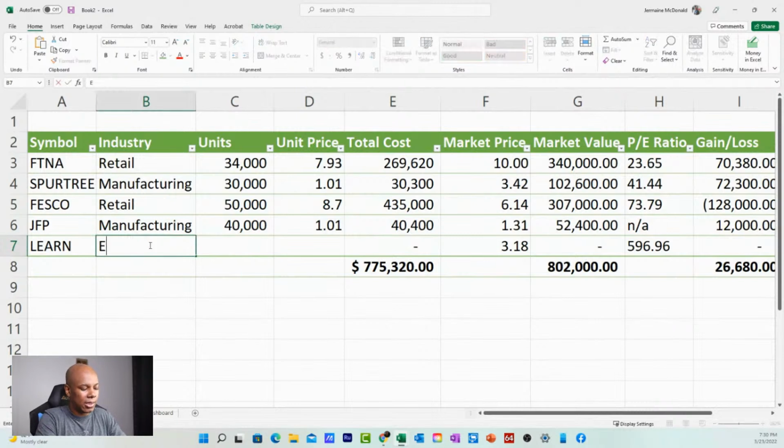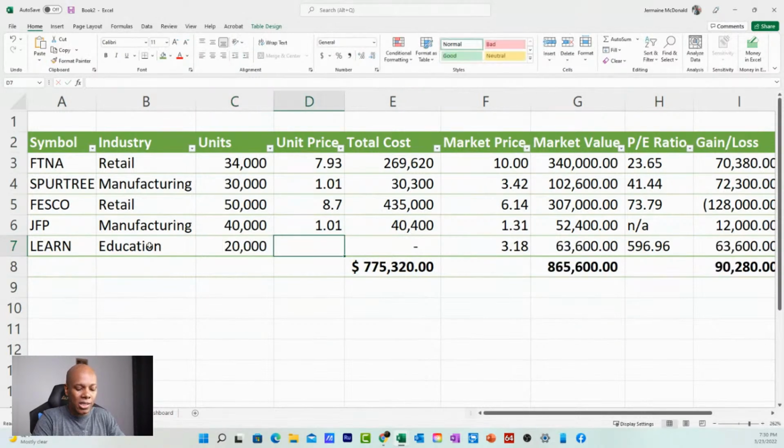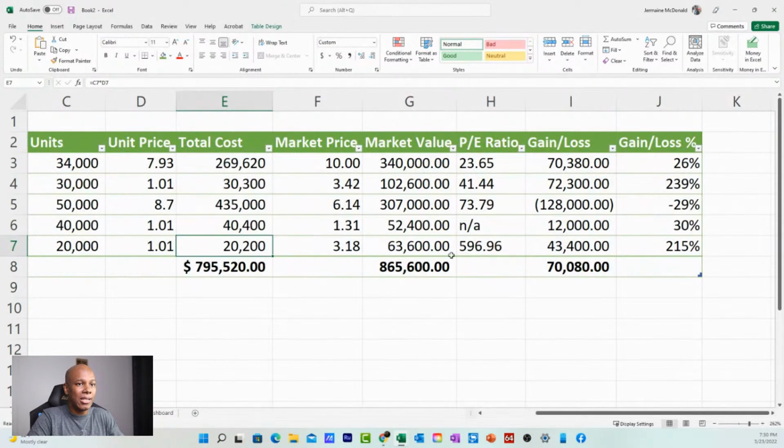So let's say that I just fill in the rest of these. Let's say I bought 20,000 units. I bought it at IPO, so my price is likely to be the same here. I paid 20,200. I got 20,000 shares. I was very lucky. And so based on the current price, I'm up 43,000 there, and I'm up 215%.